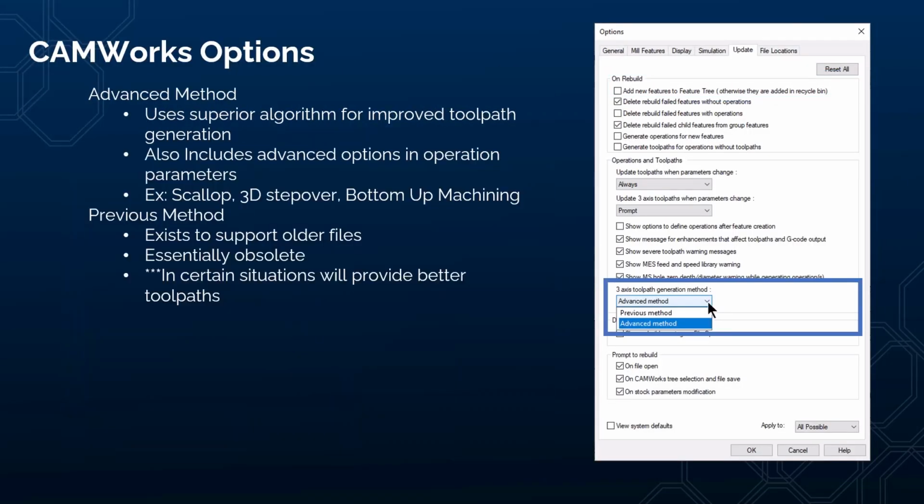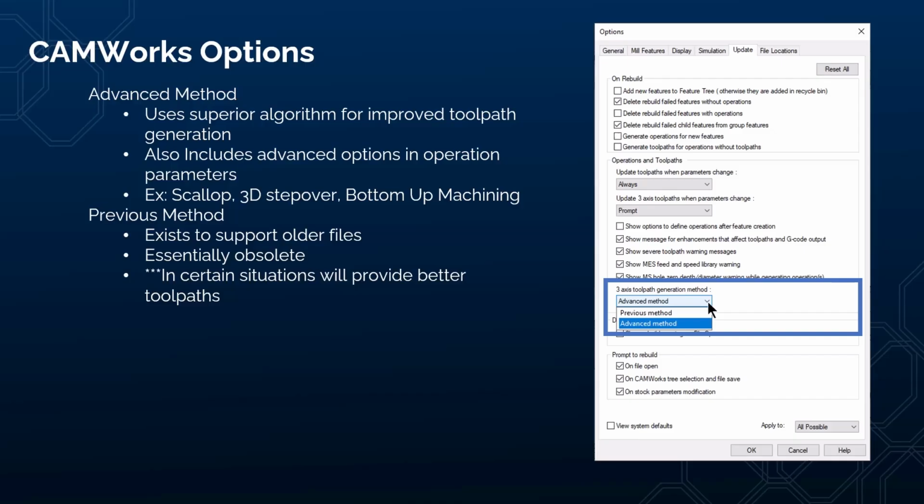Next, let's talk about the 3-axis toolpath generation method. This is an option that is also under the Update page. And essentially there are two options: previous method and advanced method. Advanced method essentially uses the newest superior algorithm for improved toolpath generation for 3-axis toolpaths. When you select this method, your operations will have some advanced options in the operation parameters page, such as being able to use scallop, 3D step over, or bottom-up machining. The previous method option, really it's only there for the most part to support older files.